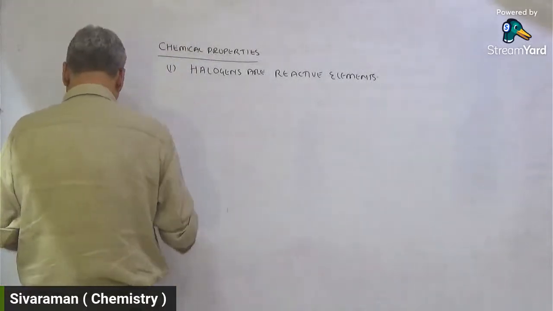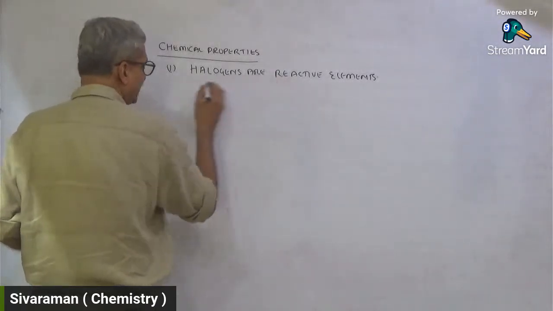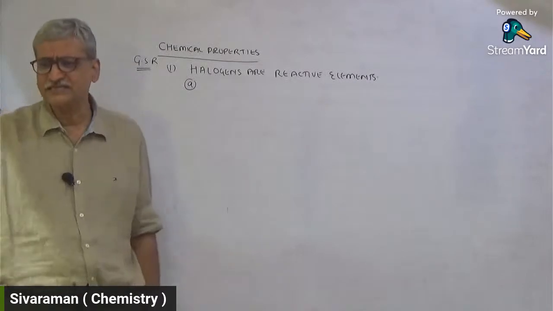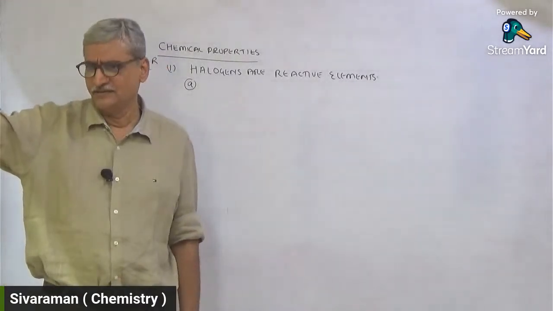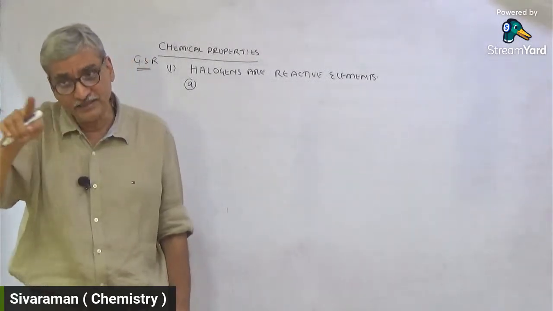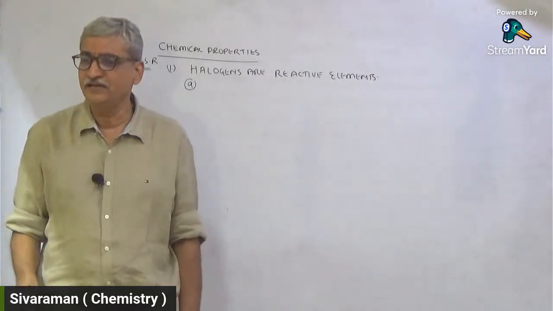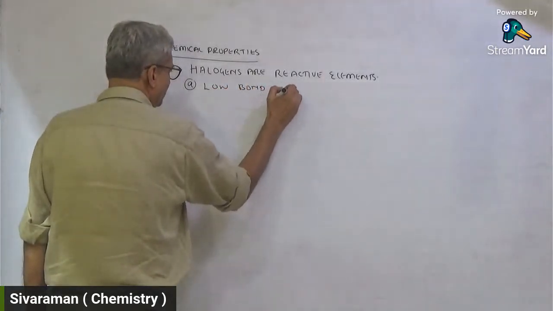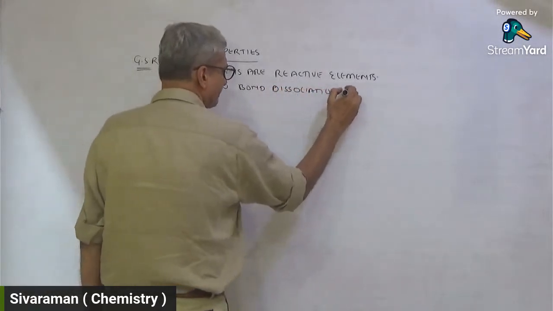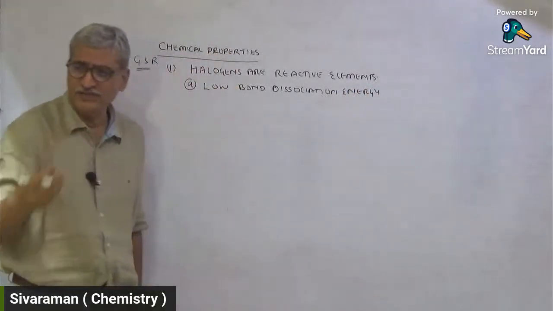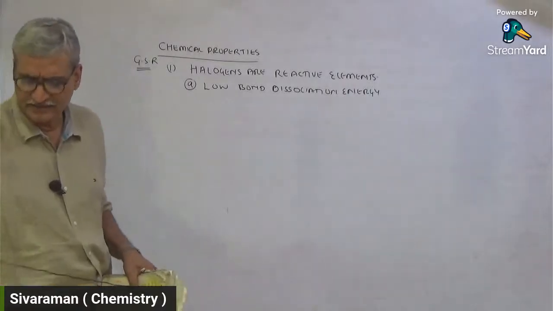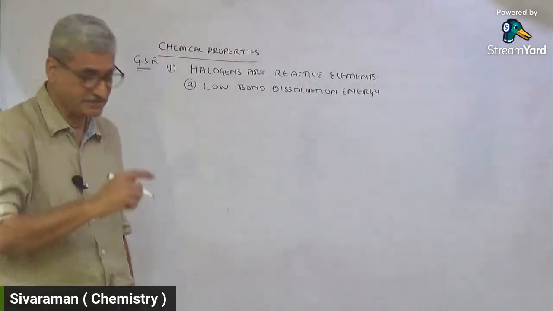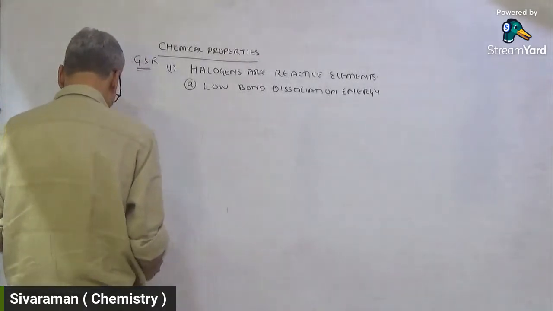Why are halogens reactive elements? We can write this as a GSR, give scientific reason, or it can come simply as a statement in a question. Halogens are reactive because, whatever they can say, ionization enthalpy and so on. But the main point which we have to understand first and foremost is that it has a very low bond dissociation energy. If the bonds are weak, it is understood that it is easy to break the bond, and reactivity increases. So this is the very important point: low bond dissociation energy.